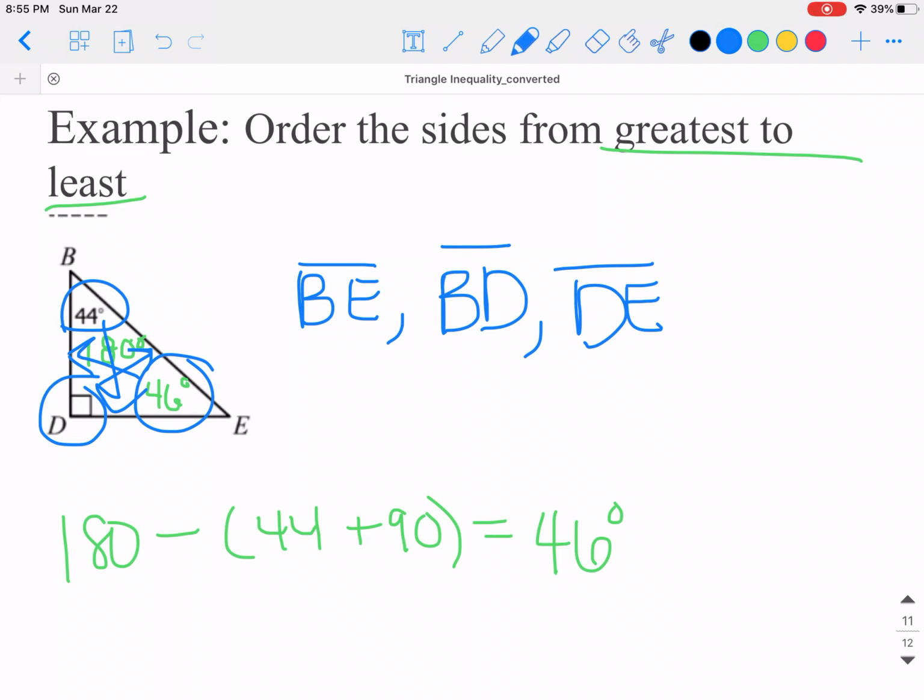So that's for inequalities. Given one triangle, you can figure out whether or not it's a triangle, create a range of values for your third side, and order the sides and angles from least to greatest.